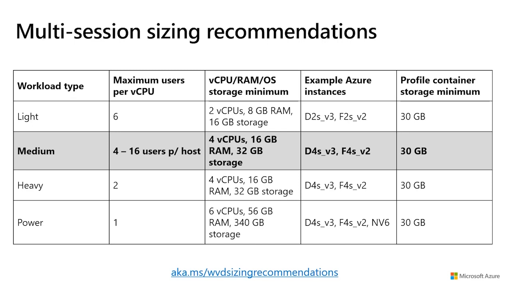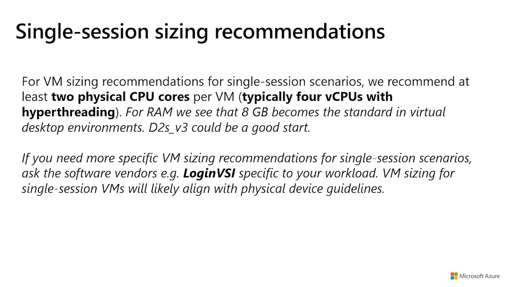Heavy and power are common use cases as well, think about more corporate applications or manufacturing applications which need more graphical resources, with an N series as an example of NVIDIA, or the new NVv4 series from AMD. So all is listed on the page that I just explained, aka.ms/wvd sizing recommendations. For single session sizing recommendations, we recommend to at least use 2 physical cores per virtual machine, and typically 4 in a hyper-threading scenario.